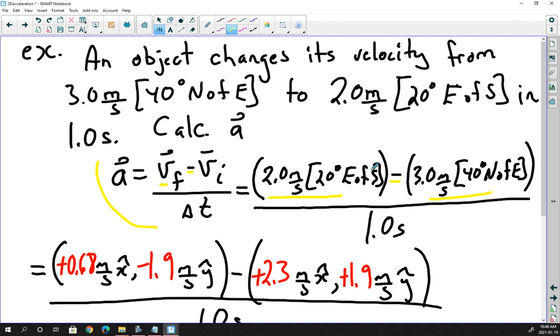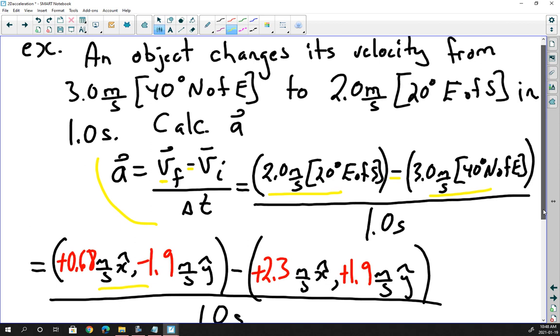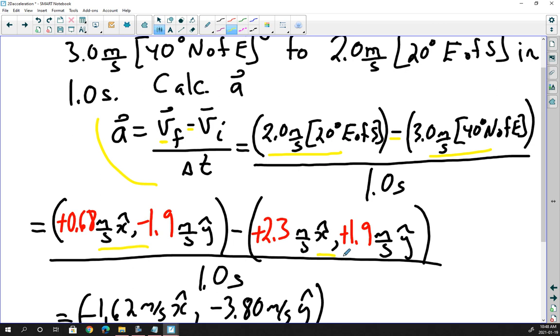Now, doing this in angle magnitude form would require making a diagram, a nice neat diagram, sine law perhaps, cosine law perhaps, knowing a lot of geometry and opposite angle theorems and all that. That would be pretty involved. Or you could decide, hey, I'm going to take this final velocity and write it in component form. I'm going to take this initial velocity and write it in component form. Wouldn't that be more convenient? Yes, it would. So let's take a look at how I got these components for each one.